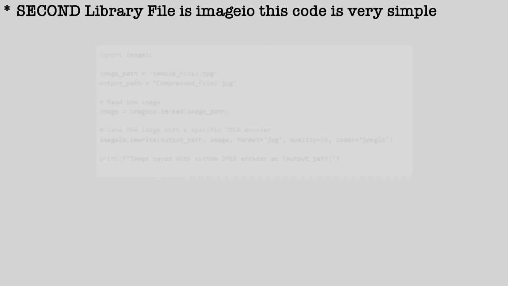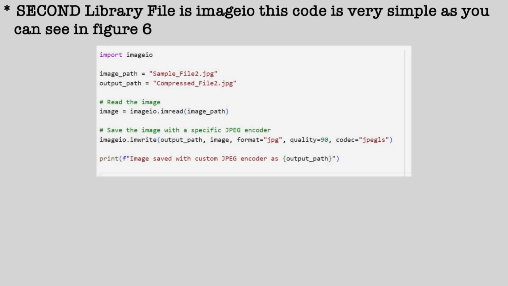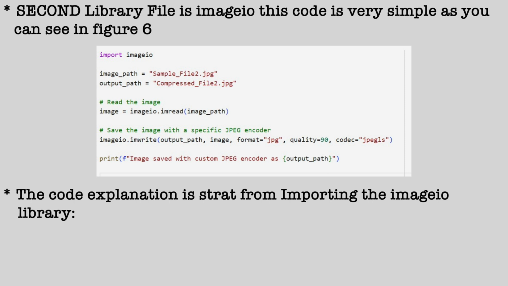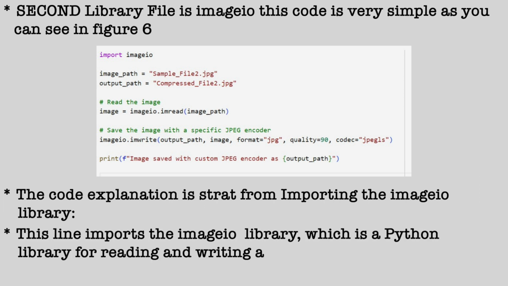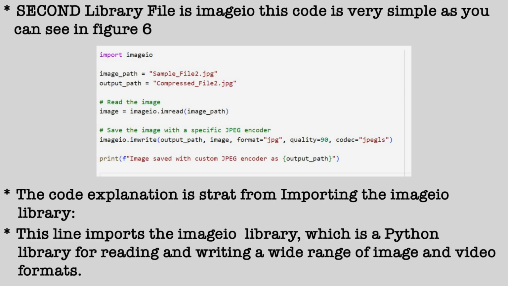The second library is imageio. This code is very simple, as you can see in figure 6. The code explanation starts from importing the imageio library files. This line imports the imageio library, which is a Python library for reading and writing a wide range of image and video formats. The second line is defining the path.